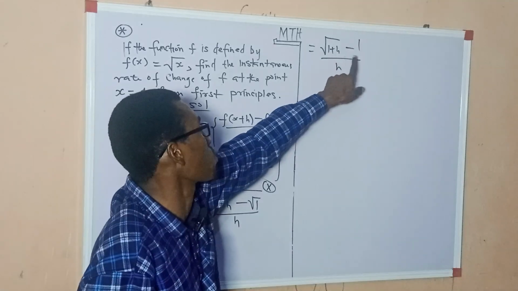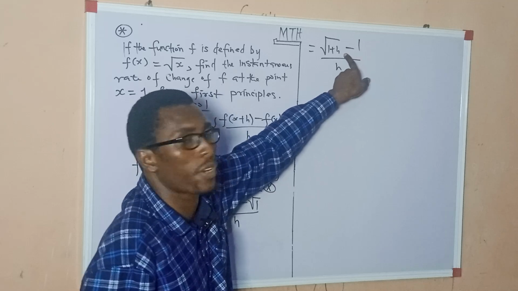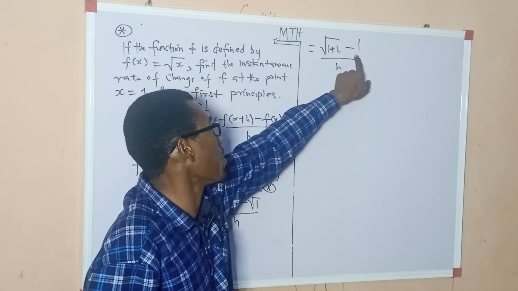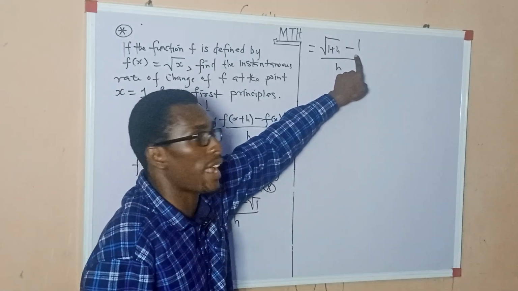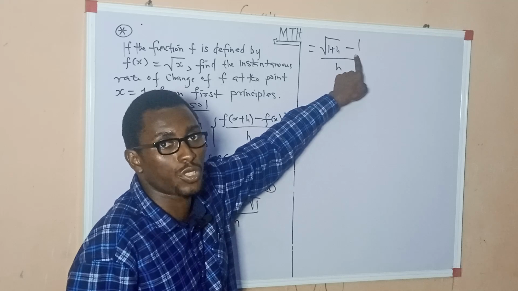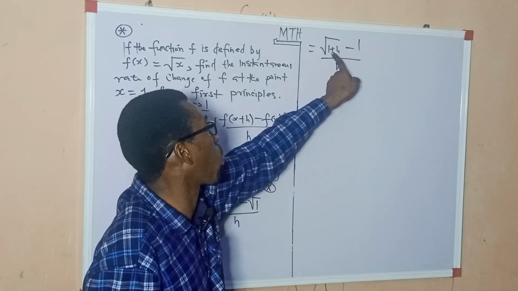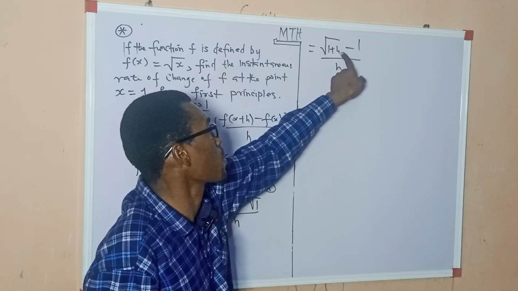If you observe carefully, we have root 1 plus h minus 1. And the conjugate of this expression is root 1 plus h plus 1. All right? You know that if a surd is multiplied by its conjugate, the result becomes rational. So we shall apply that knowledge here. The conjugate of root 1 plus h minus 1 is root 1 plus h plus 1.